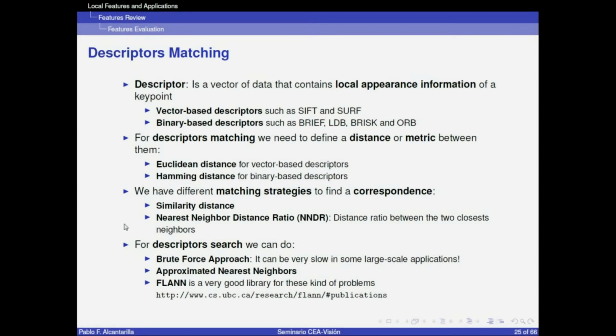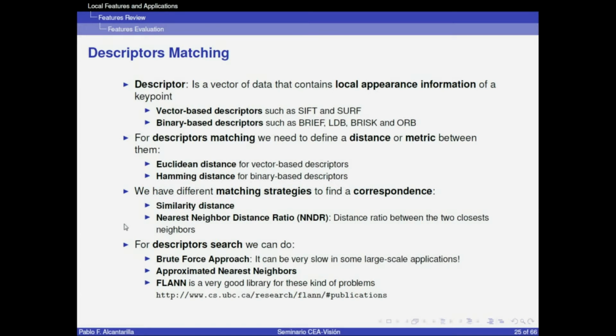Another popular strategy is using the nearest neighbor distance ratio, which was proposed in the SIFT paper by David Lowe. This matching strategy computes the ratio between the two closest neighbors of a given descriptor. If this ratio is below a certain threshold, you will say that it is a valid correspondence.